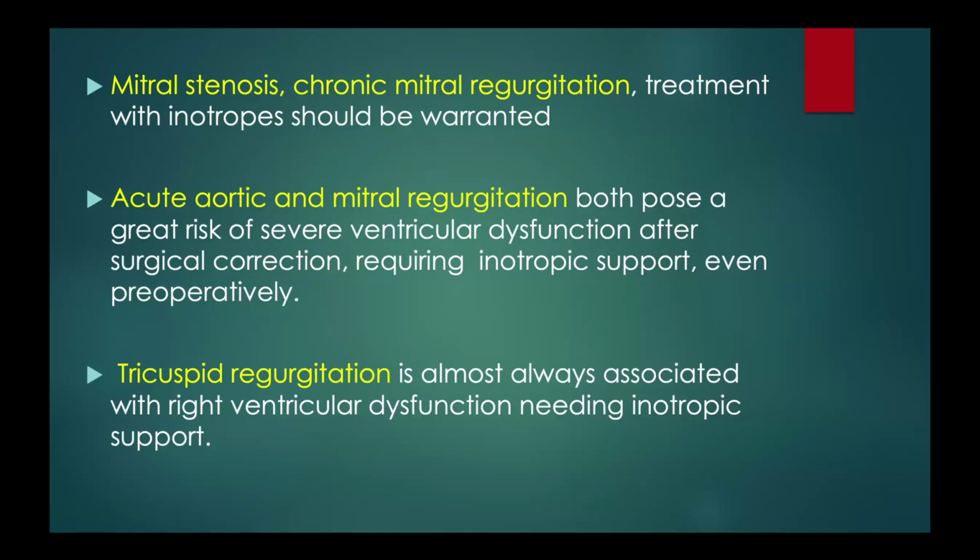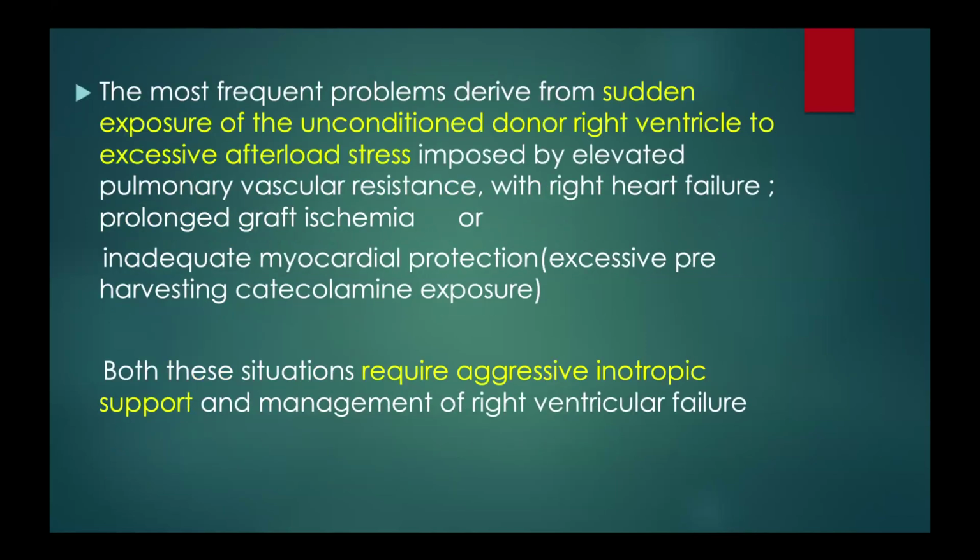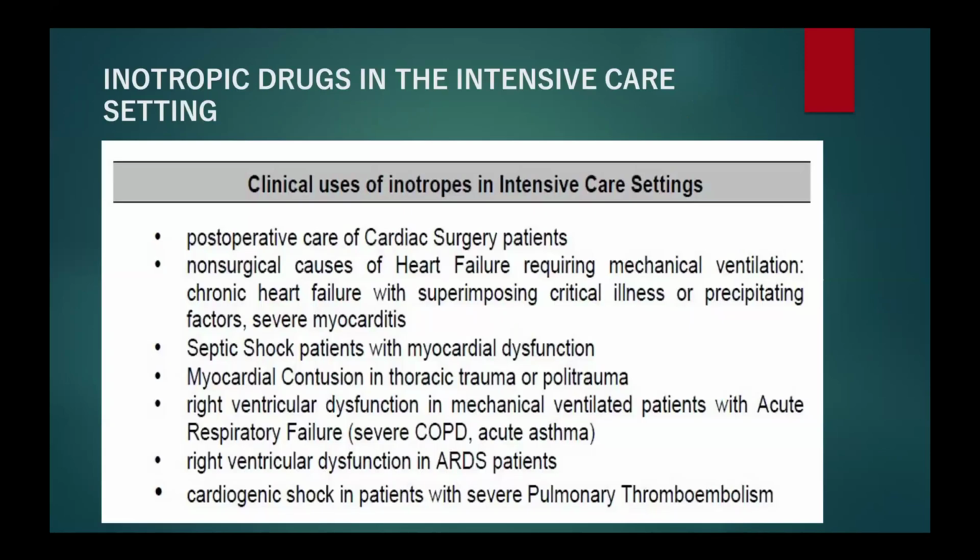In acute aortic and mitral regurgitation, they both pose a great risk of severe ventricular dysfunction after surgical correction, requiring inotrope support even preoperatively. So it's also used in heart transplant patients and lung transplant patients.